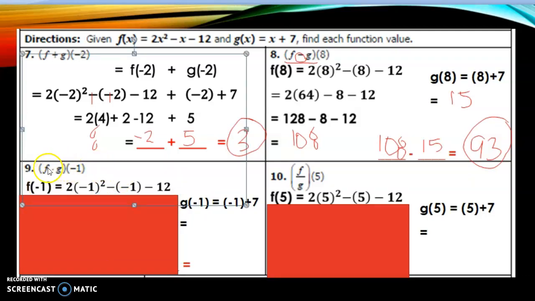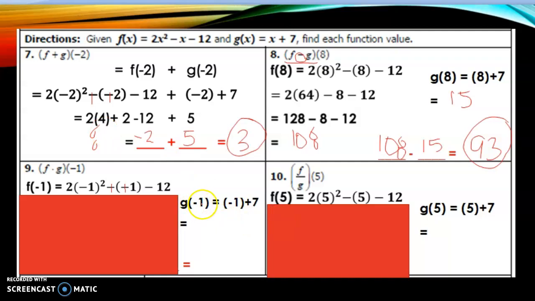And it's f of negative 1 times g of negative 1. So I'm plugging in -1 into the function f: 2 times -1 squared minus -1. Again, because of those parentheses, I'm going to be adding minus 12. And then we're going to do the same thing for g. So that's what's on the right.